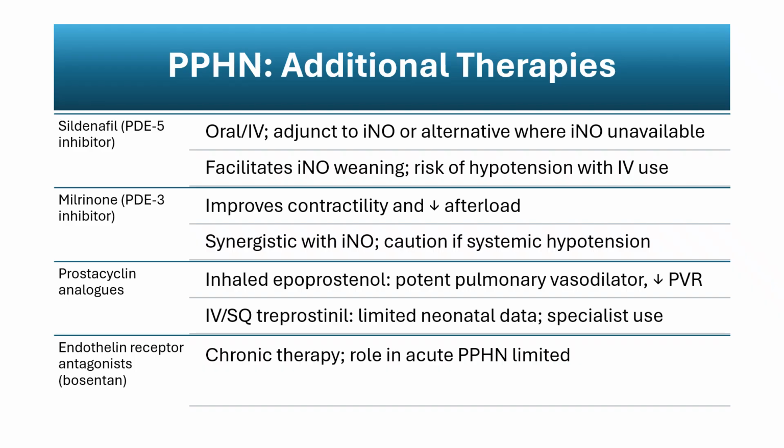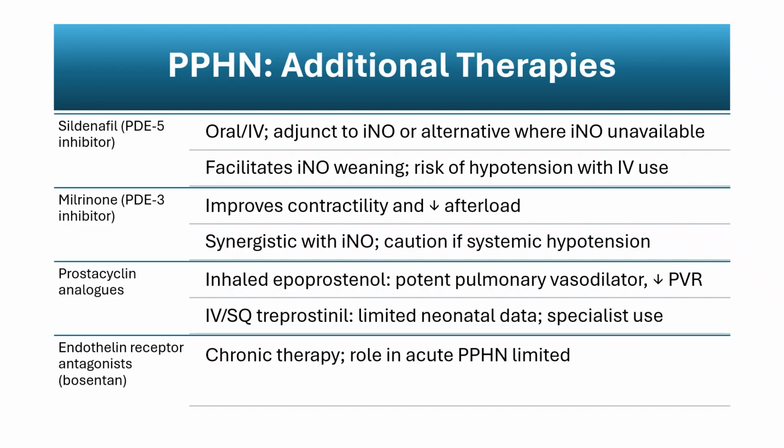Prostacyclin analogs such as inhaled epoprostenol or intravenous/subcutaneous treprostinil provide potent pulmonary vasodilation through increased cyclic AMP. Their use in neonates is typically reserved for severe or refractory cases under specialist guidance.